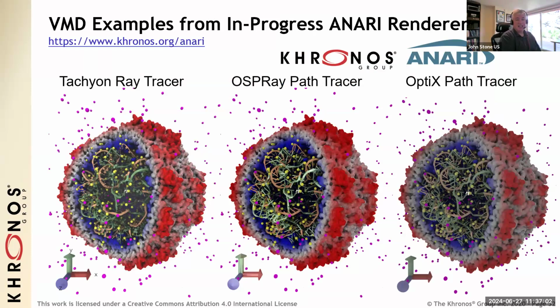But just to give you a taste, here's that same satellite tobacco mosaic virus shown in VMD. On the left is the renderer that I wrote that's built into VMD. The middle is the Intel OSPRay path tracer. And on the right is an OptiX path tracer that one of my colleagues at NVIDIA had written. And this is a snapshot of the way things were about a year and a half ago. So actually it's a lot further along since then.